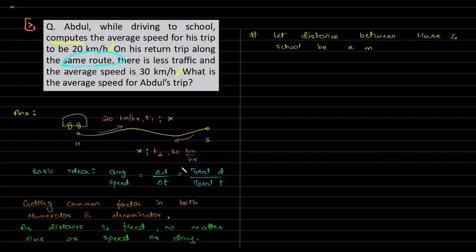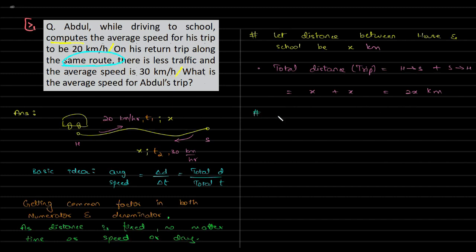How? Since we took x as the distance, what would the total distance be? Total distance of the trip would be going from house to school and school to the house. So this would be x plus x, that is 2x, so many meters or kilometers. It doesn't matter in this case, anyway it will get cancelled. So that would be 2x.